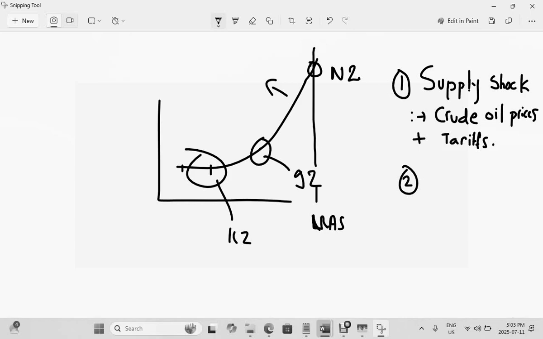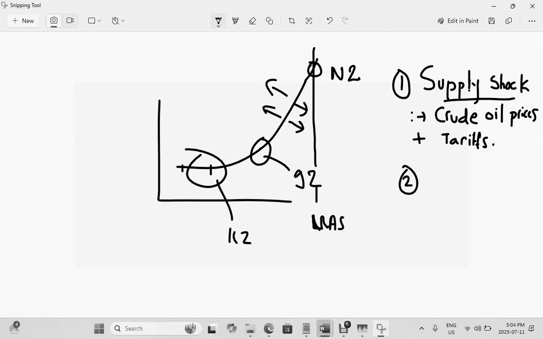All right, now apart from the supply shock, we know that as crude prices go up, the Phillips curve will shift to the left. As crude prices go down, the Phillips curve may shift to the right. As tariffs are introduced in the market, the Phillips curve may shift left, and when they're removed, it may shift to the right.